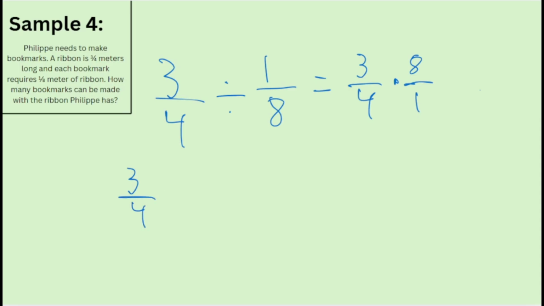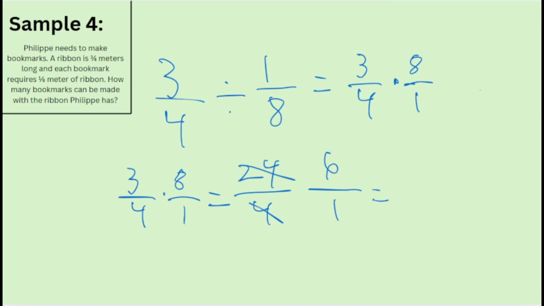Okay. Let's multiply that here. 3/4 times 8 over 1. And we're going to get 24 over 4. And that's going to be... No, it's actually not going to be our final answer. I'm joking. You have to simplify that further. Divide both by 4, and we're gonna get in the end 6 over 1, or simply just 6. So you can make 6 bookmarks with this amount of ribbon.